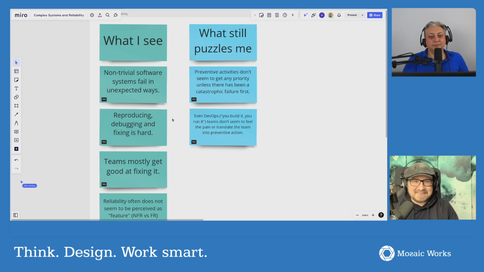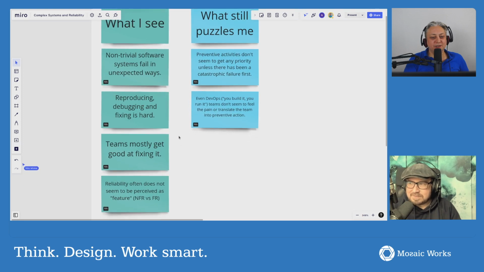It's not only the stuff that you are doing, it's also the interactions between the stuff. I mean, we connect to millions of external systems these days. Nobody's probably perceiving their AWS as a real external system, but it's still other people's computer, right? So that's one. Then reproducing, debugging, and fixing is hard.